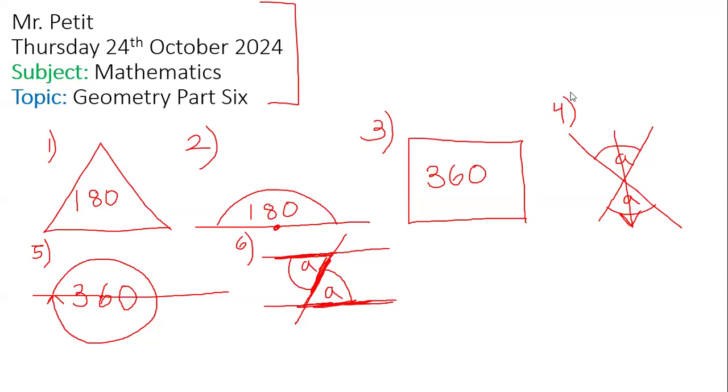Yes, we did 6 yesterday. 6 is the alternate angles are equal one. Oh, okay, so today is 7. Okay, thank you.